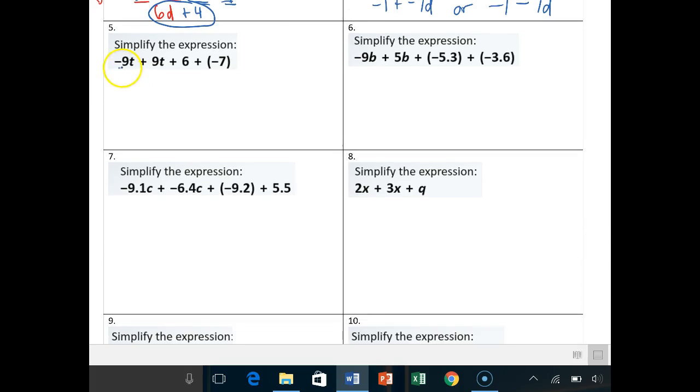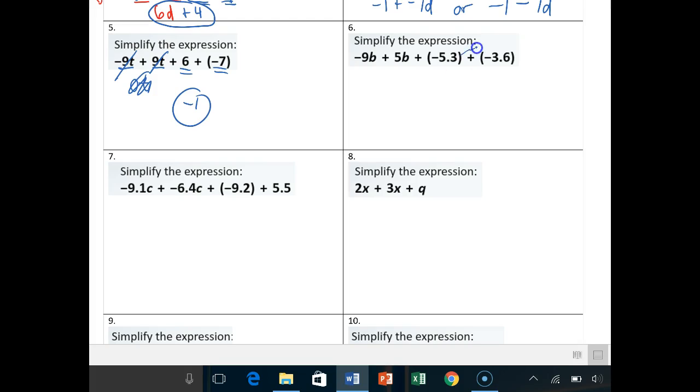All right, like term, like term. Negative 9t plus 9t, there's no such thing as 0t. They just cancel out. You get nothing left, 0. And then 6 plus negative 7 gives you negative 1. That's your answer. So it's not 0t plus negative 1, because 0 times anything would be 0. So you just get negative 1.